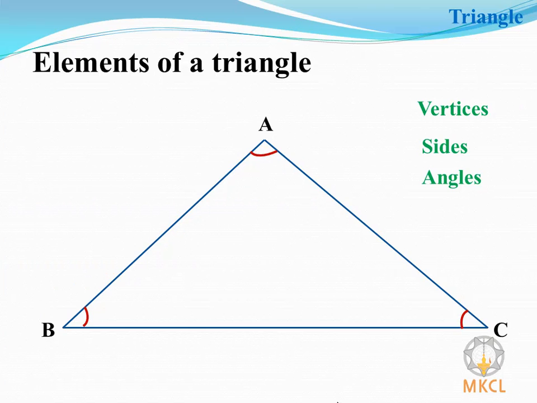Thus, a triangle has three sides, three angles and three vertices. They are called as elements of a triangle. Now, we denote opposite side to angle A with the small letter a, opposite side to angle B with the small letter b, and side opposite to angle C with the small letter c.